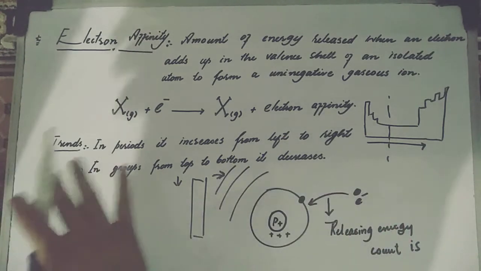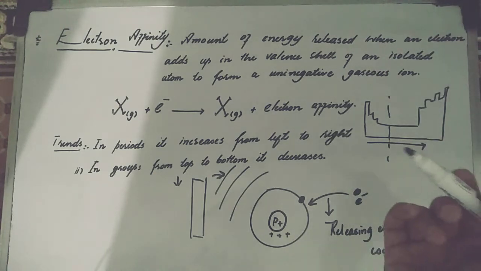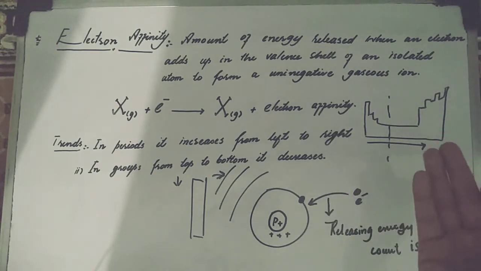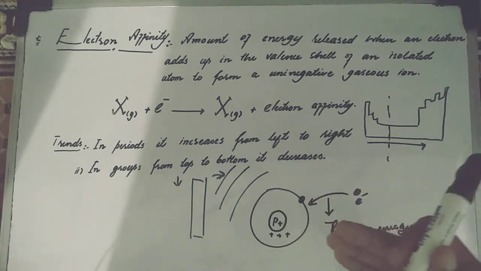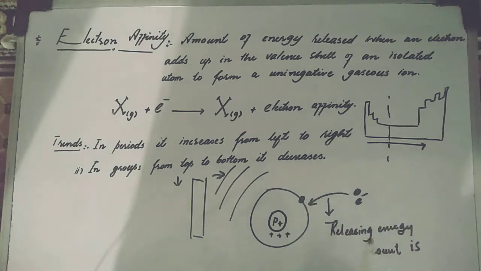As you move from left to right in a period, it increases, and it is actually the love of electrons for the nucleus of an atom, or the love of the nucleus of an atom for an electron, which is called the electron affinity. Hope this makes sense.